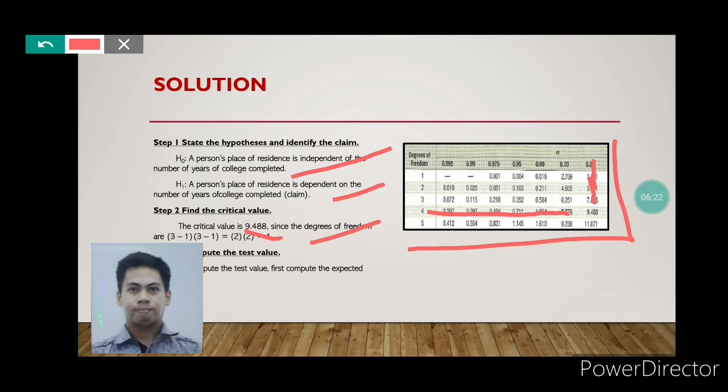Now let's move to step 3, compute the test value. To compute the test value, first is to compute the expected values in each cell or each block.